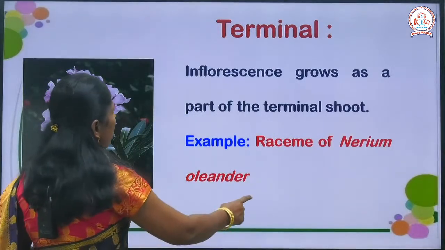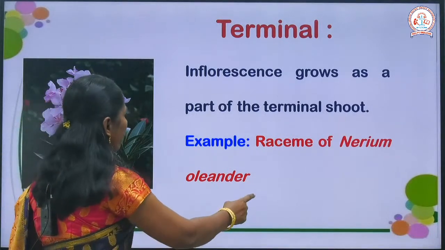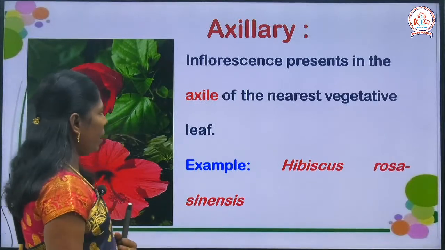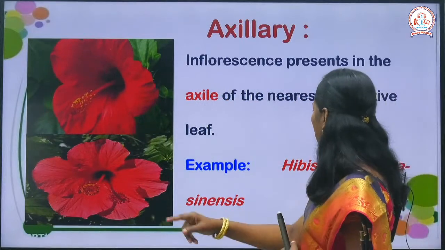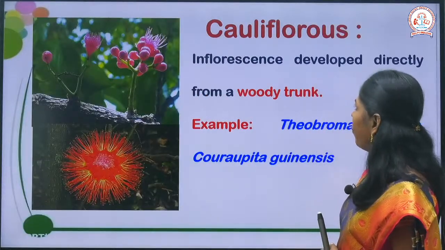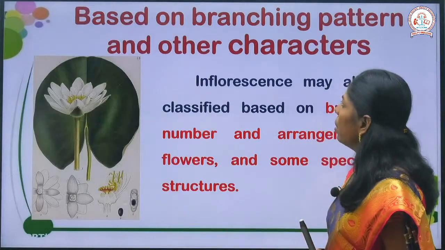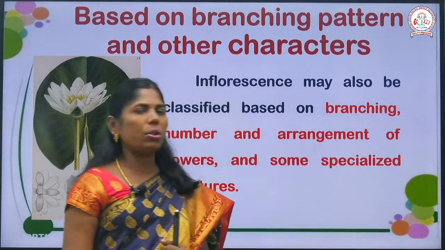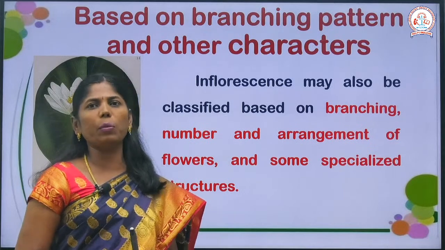Terminal inflorescence grows as a part of the terminal shoot, for example the raceme of Nerium oleander. For axillary, an example is Hibiscus rosa-sinensis, which has a solitary axillary flower. Next is cauliflorous, which is arranged from the woody trunk. Another classification is based on the branching pattern, which has two types: one is Racemose, another is Cymose.